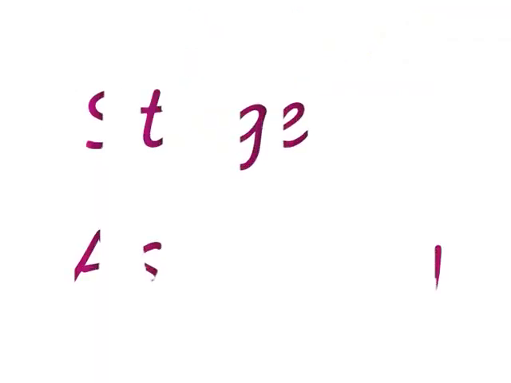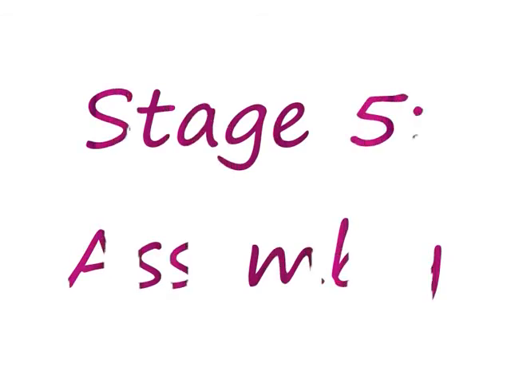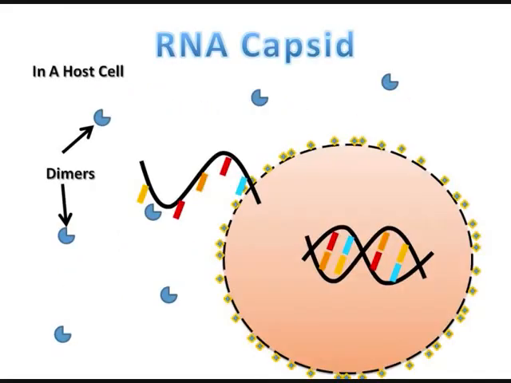Stage 5. Assembly. The assembly of viral capsid is rather ambiguous. The following steps in assembly are some assumptions made by microbiologists. In the assembly of RNA icosahedral capsid, the first step is nucleation reaction. Nucleation reaction refers to the interaction of RNA with a few capsid subunits to form an initiation complex.